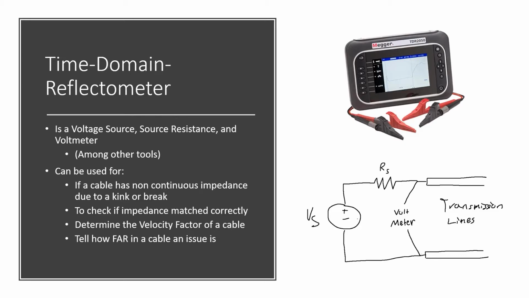You can also determine the velocity factor of a cable, which is how fast it propagates a waveform compared to the speed of light. If you know the distance of the cable, it will measure the time it takes for the reflection to come back. You can also tell how far in a cable an issue is. If you know its velocity factor, it times how long it takes for its pulses to go out, which then can tell you where in a cable an issue might be.